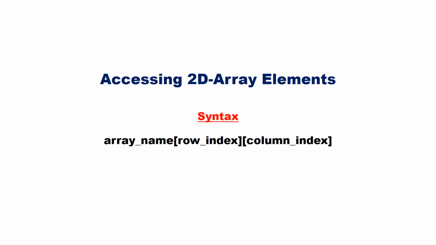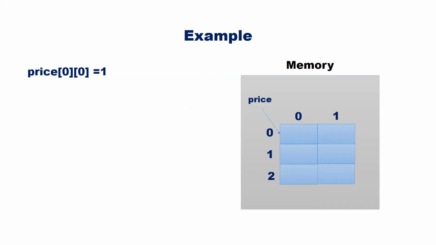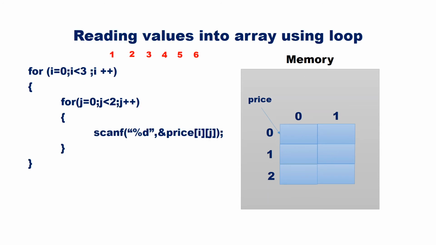Now let us see how to access two-dimensional array elements. We can access the elements using row index and column index. The syntax is array name, row index, column index. For example, price[0][0] means the first element. Price[0][0] equal to 1 means 1 will be stored in the location with row index 0 and column index 0. Price[1][1] equal to 4 means 4 will be stored in the location with row index 1 and column index 1.